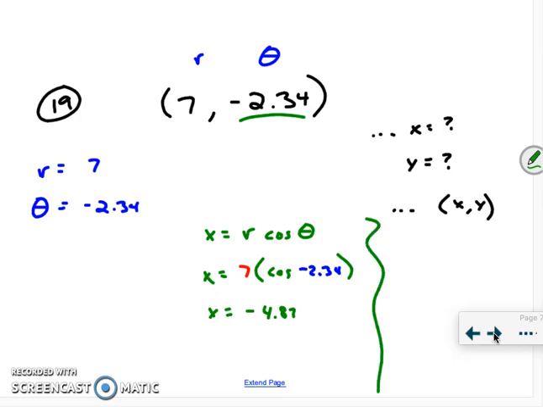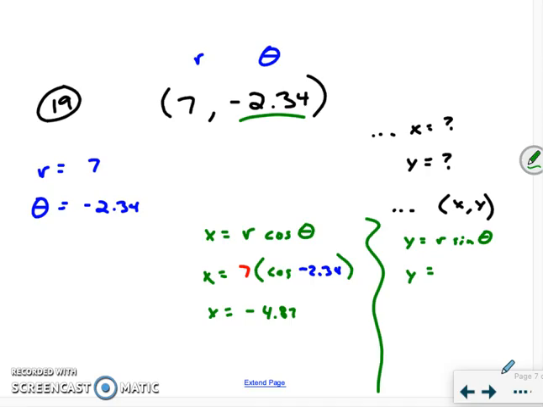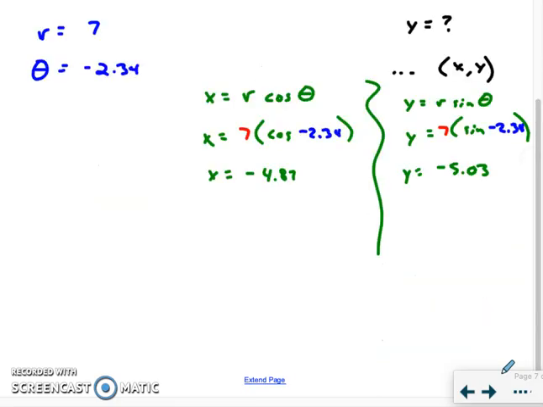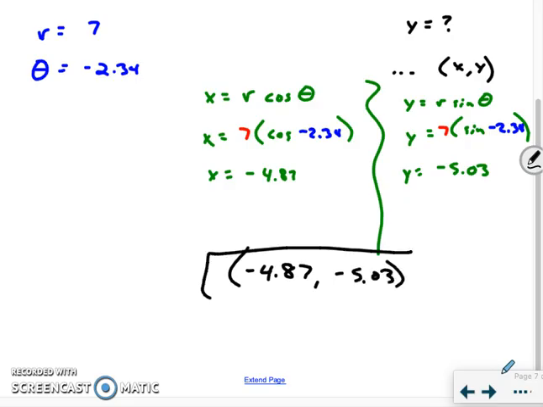Okay. Similarly, for sine, we can say that y is equal to r sine theta, almost the same problem. Now y is equal to r, which is still 7, multiplied times the sine of theta, theta still being negative 2.34. And again, it's all about setting up your calculator properly. Once we type that in, what do we get for y, please? Negative 5.03. We know x, we know y. We can put this together: negative 4.87, comma, negative 5.03. Now, which quadrant is that in?